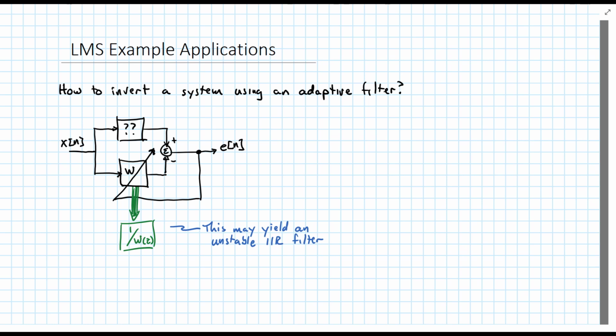Another way is that we could actually use some optimization to come up with a best fit inverse based on our estimate of the filter. But I put this approach up first because it's really not the preferred approach. Using a more direct approach is more common, and that would look something like this.